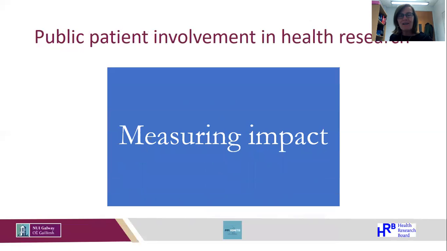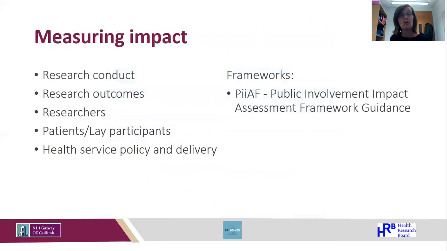So how do we know if this works? How do we know if PPI makes a difference? It's not easy to measure. There are a number of different approaches, some theoretical frameworks that are quite complicated, but it is an area that requires some attention. So there are a number of different places and aspects you can think about measuring. You can measure any changes to the conduct of your protocol. You can look at where there are changes to the research outcomes that were influenced by your PPI contributors. What's the impact on the researchers? You can do some qualitative research, some quantitative research on that.